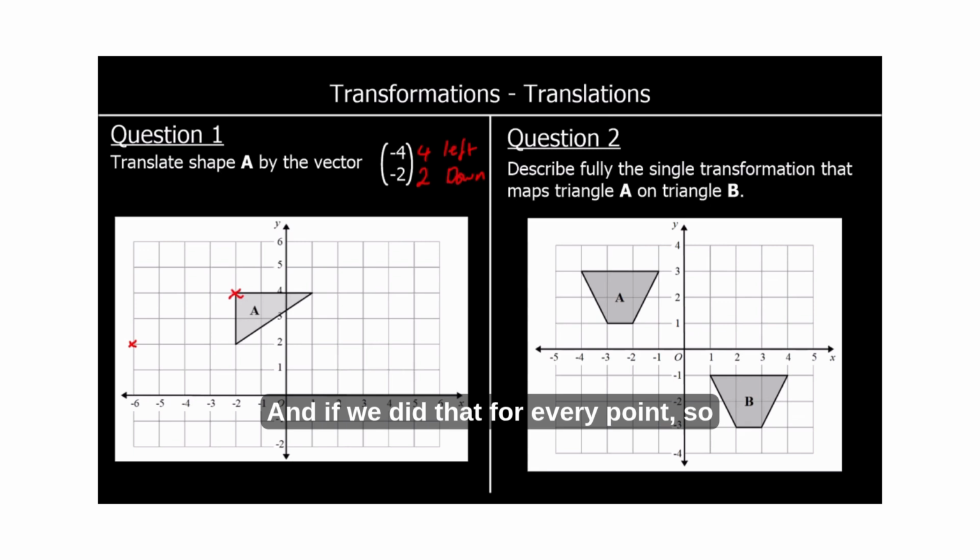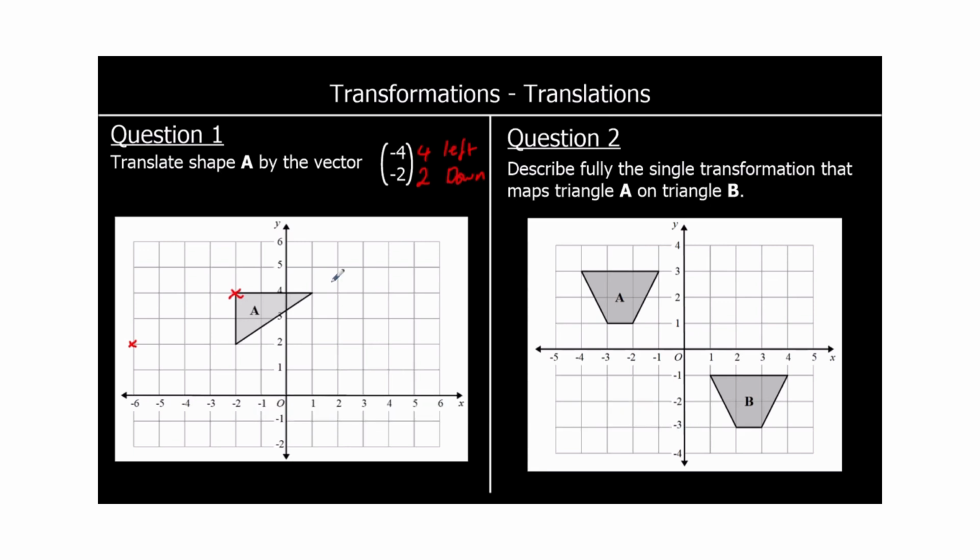And if we did that for every point, so 1, 2, 3, 4, 1, 2, we would make our triangle.